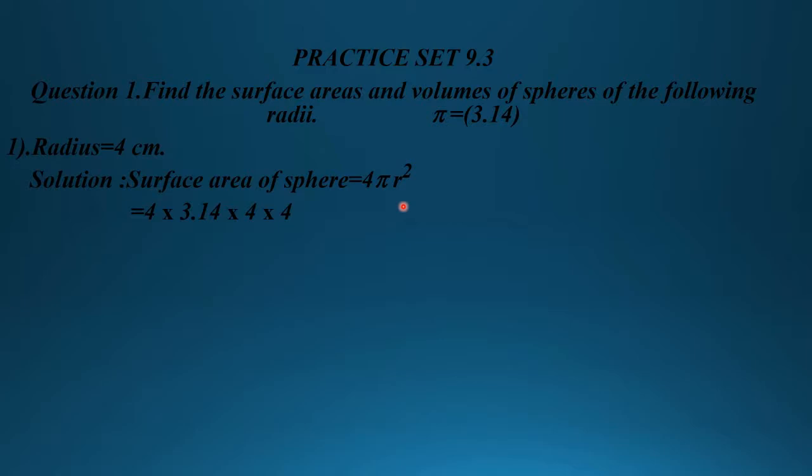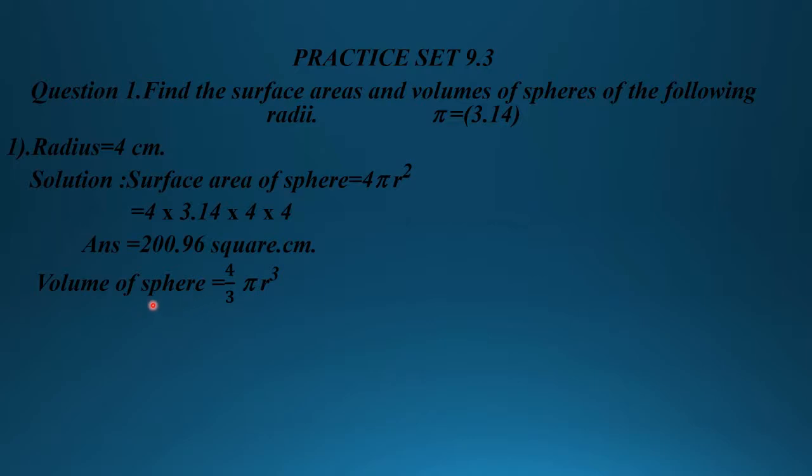We will substitute the values of pi as 3.14 and radius 4 cm. Therefore, surface area will be equal to 4 multiplied by 3.14 multiplied by 4 into 4. Therefore, our answer will be 200.96 square centimeter.